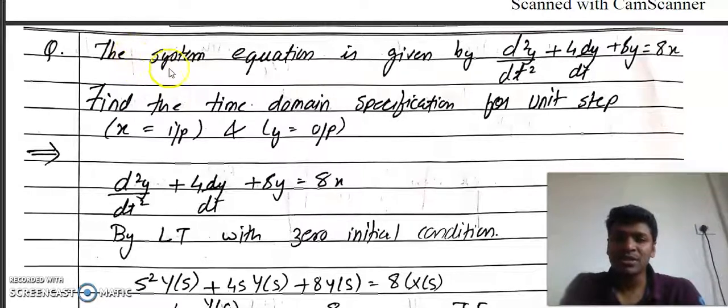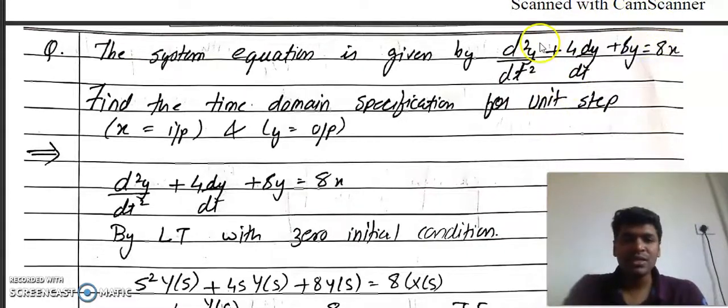The question is: the system equation is given by d2y by dt square plus 4 dy by dt plus 8y is equal to 8x. So this is the differential equation. Find the time domain specifications for a unit step. So your unit step signal is applied as an input.